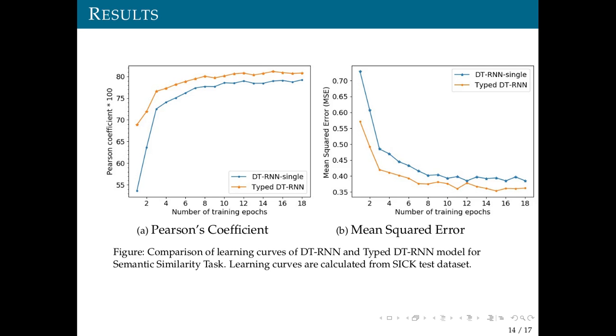Then coming to the learning curve, the figure shows the learning curve of our proposed type DT-RNN in orange with the base model DT-RNN shown in blue. So, you can see there is a clear advantage for the proposed model over the base model. So, it is able to learn much faster than the classic model.